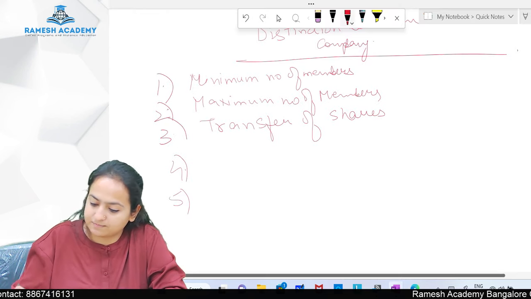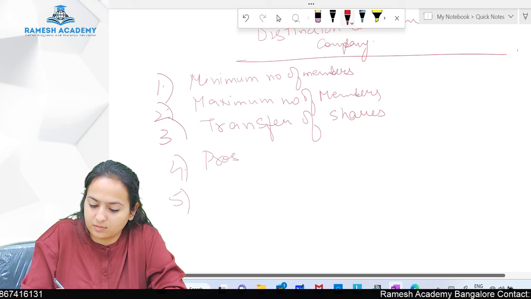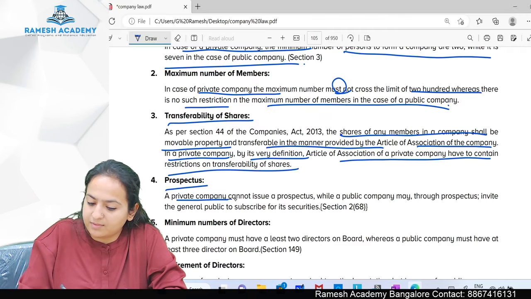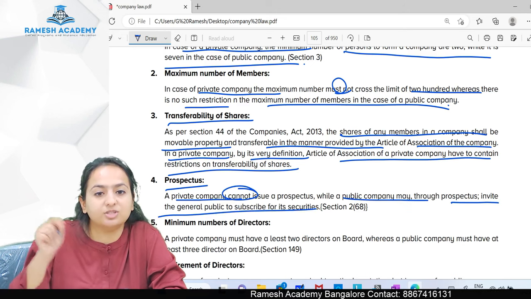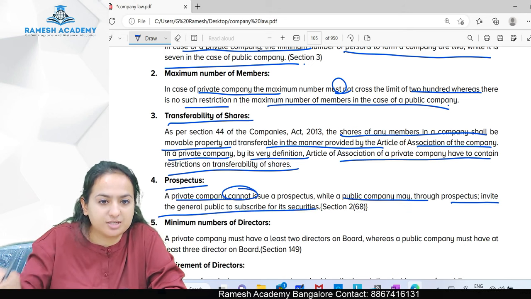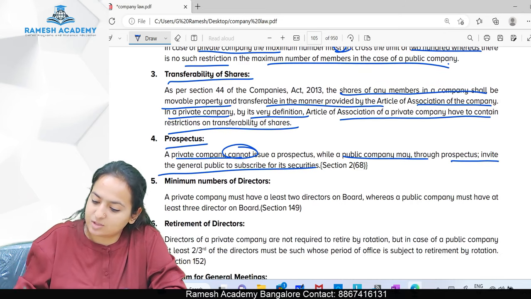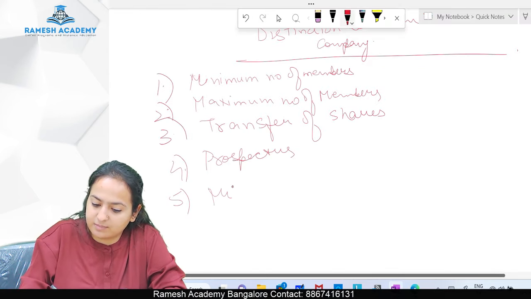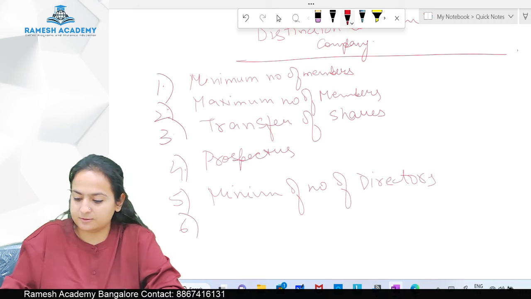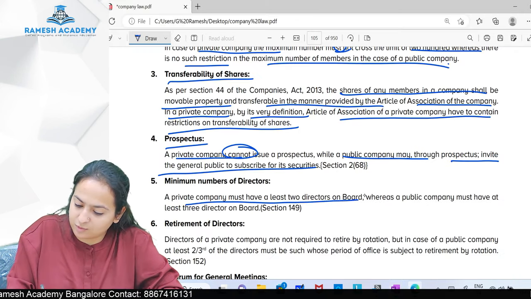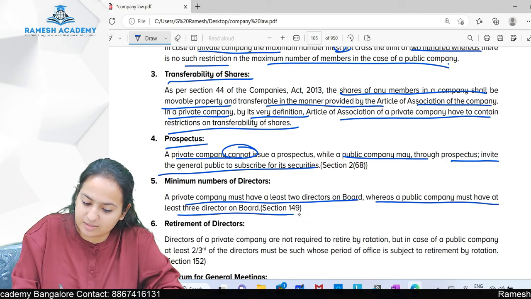Prospectus. A private company cannot issue a prospectus while a public company may issue a prospectus. The general public can subscribe to its shares by issuing a prospectus in case of a public company. Then is minimum number of directors. A private company must have two directors on its board and a public company must have three directors in its board.